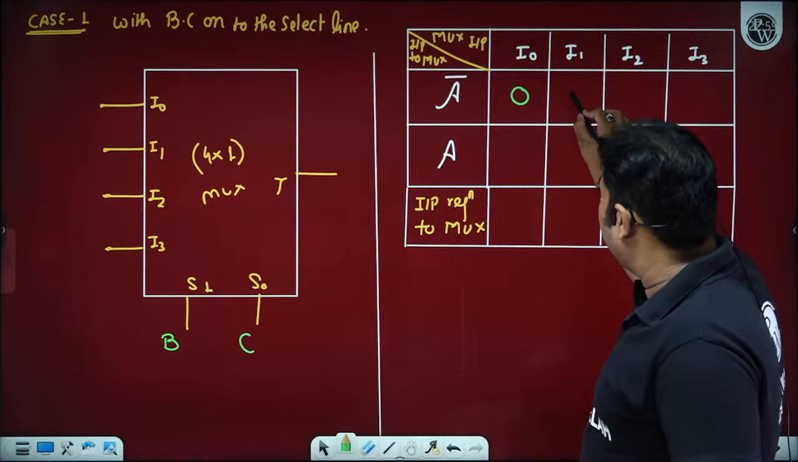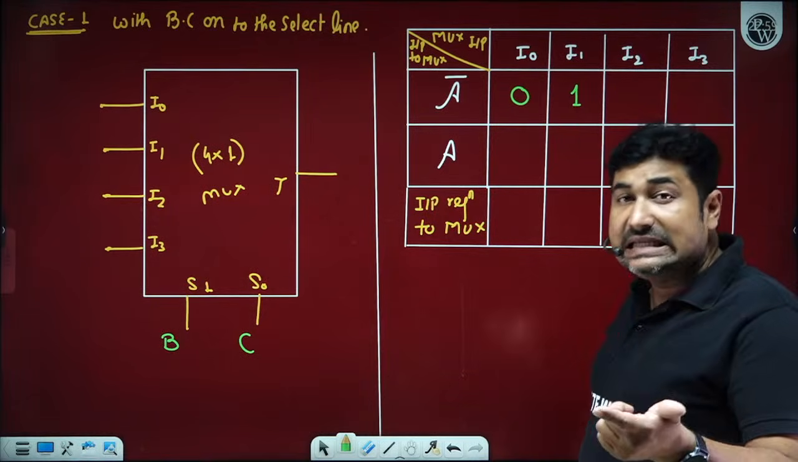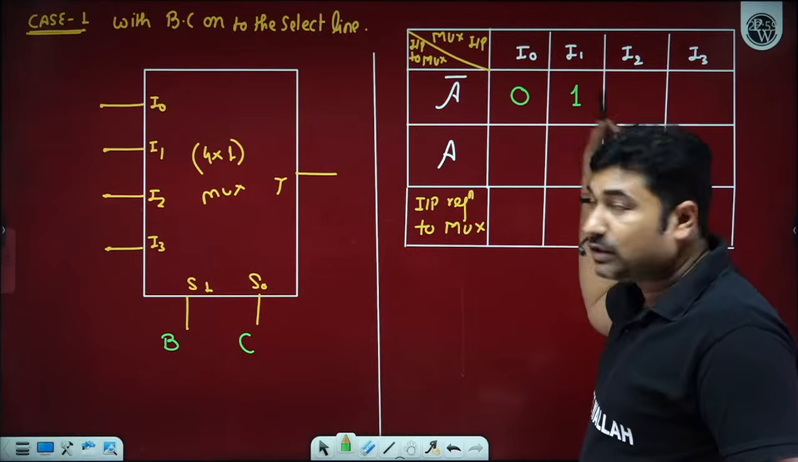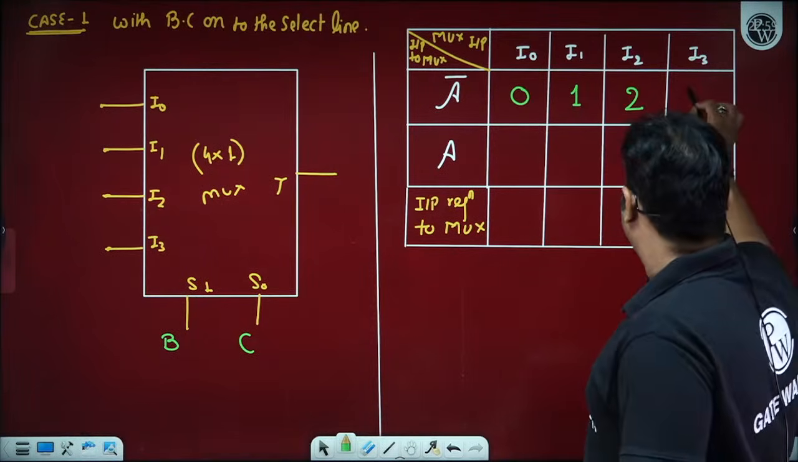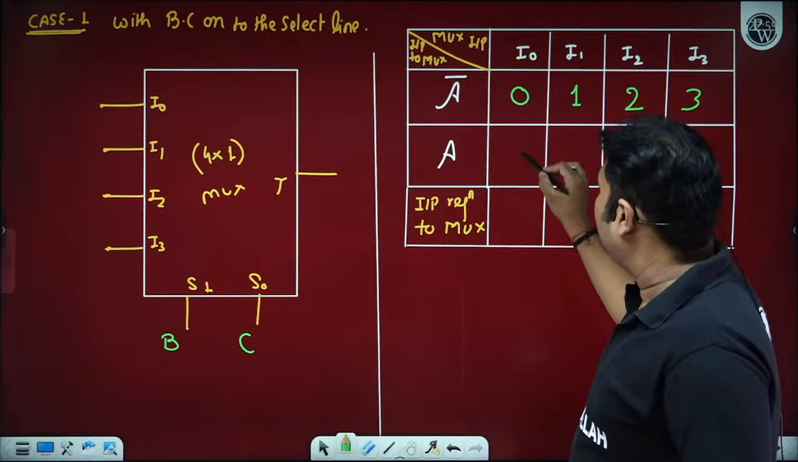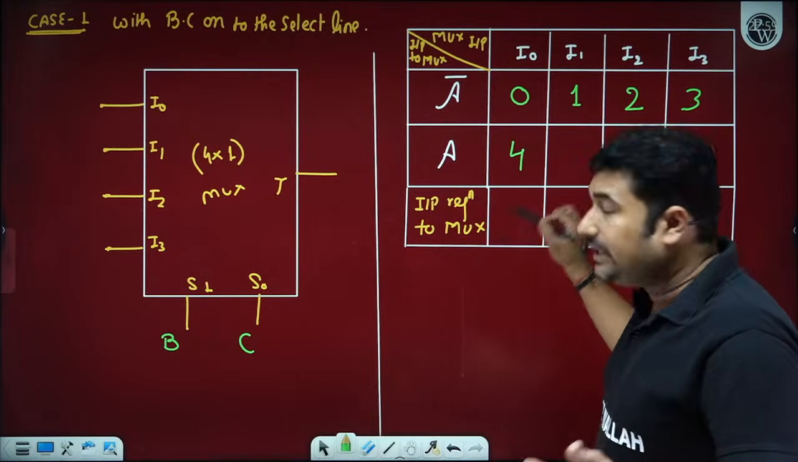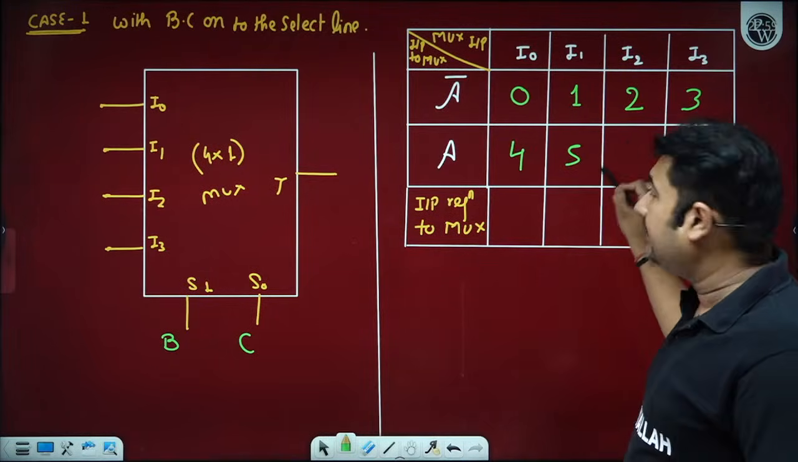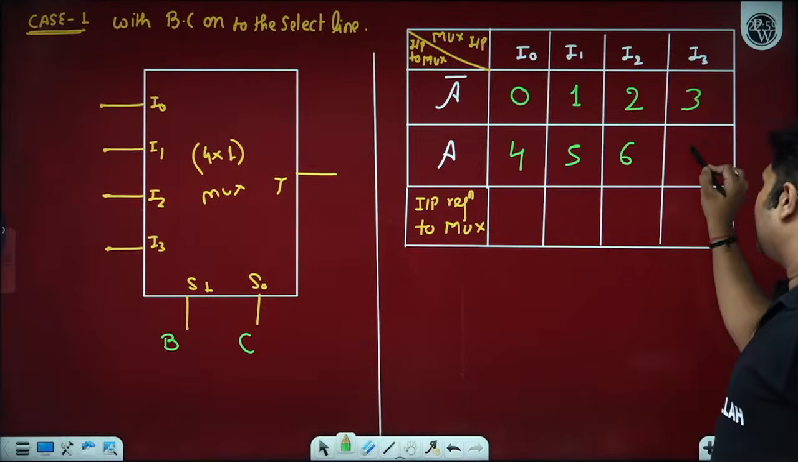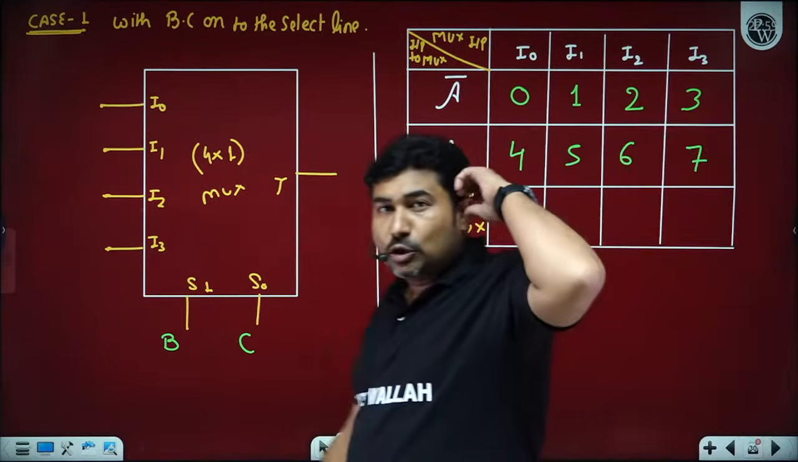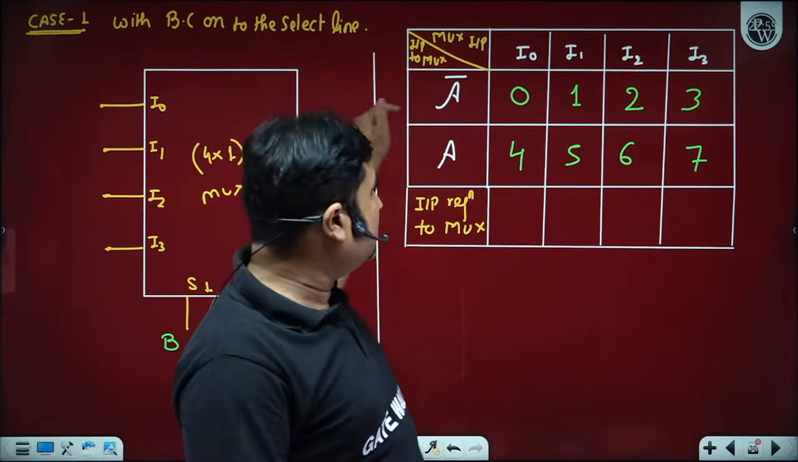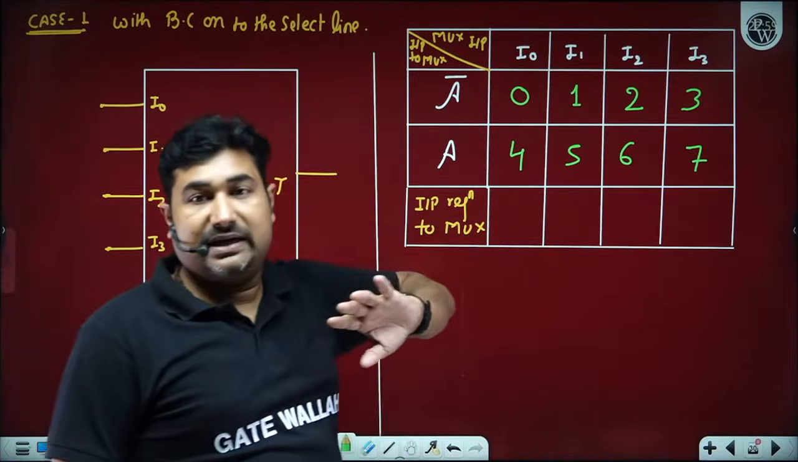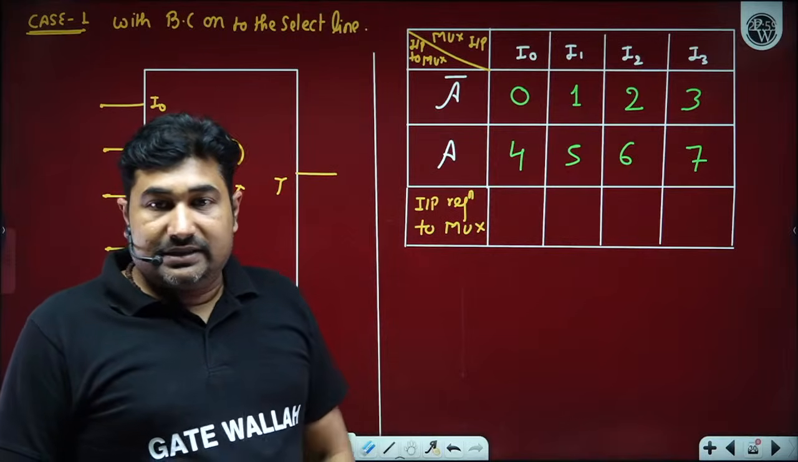In the same way, minterm of 1 contains A bar, so 1 is in front of A bar. Minterm of 2 contains A bar. Minterm of 3 contains A bar. Minterm of 4 contains A. Minterm of 5 contains A. Minterm of 6 contains A. Minterm of 7 contains A. So those minterms which contain A are in front of A, and those minterms which contain A bar are in front of A bar. Is it okay?